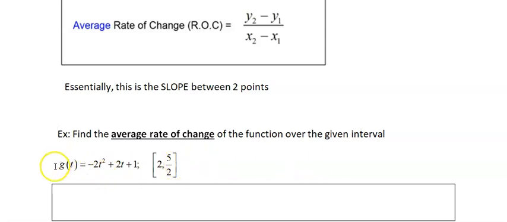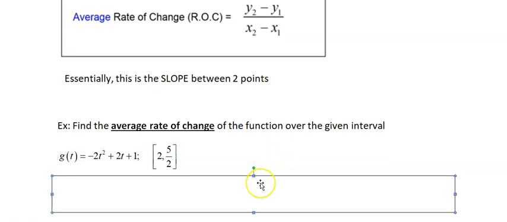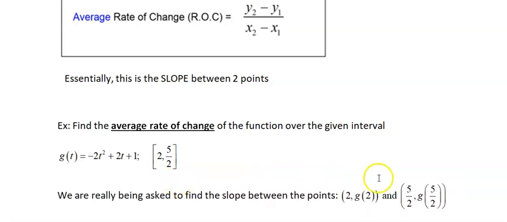It's asking you to find the average rate of change of this function over this interval. And we know that that's the formula, so really we're trying to calculate the slope. But the slope of which 2 points? Well, really what we're going to find is the slope between the point whose x value is 2 and whose y value we're going to calculate by plugging in x is 2, or in this case t is 2. And the other point is going to have an x value or a t value of 5 over 2 and a y value or g value of what we get when we plug in 5 over 2. So that's essentially what we're doing.